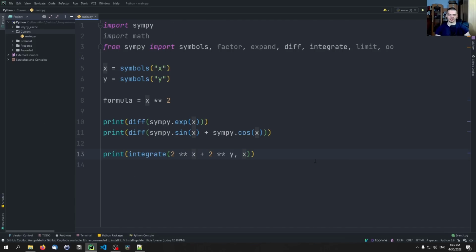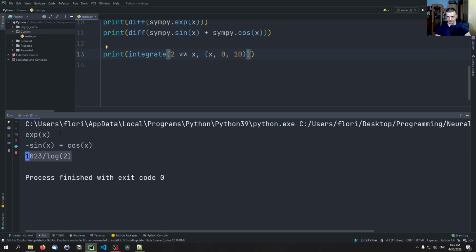And the interesting thing here is that we can also specify ranges. So I can say now that I want to integrate some formula, and I want to also specify the range. So basically saying the integral from one value to another value of this. So in this case, I would say from 0 to, or actually for x from 0 to 10. So we want to integrate 2 to the power of x for x with the range 0 and 10. And this would then give me an actual value, obviously.